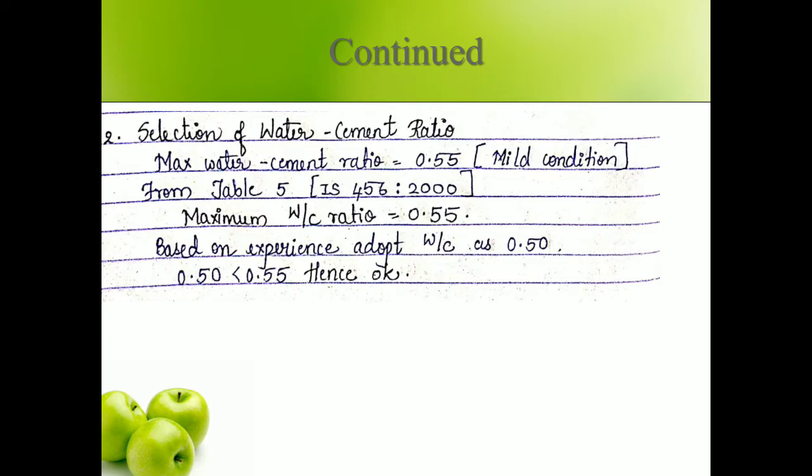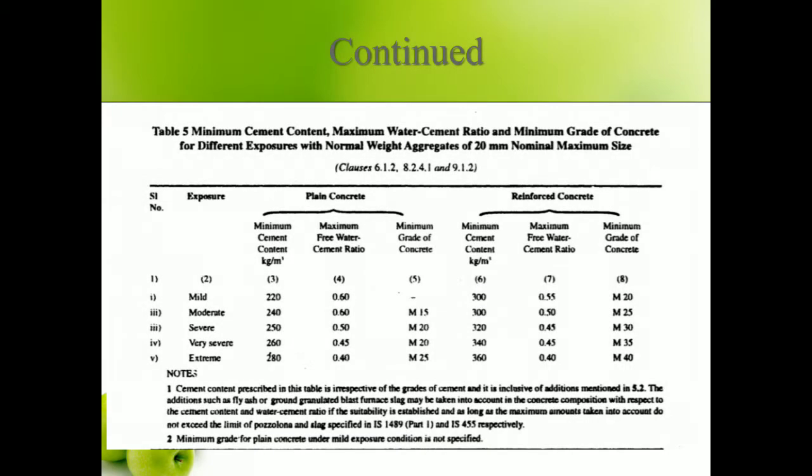So second point is selection of water cement ratio. Maximum water cement ratio according to IS 10262 for the mild condition is 0.55. This 0.55 we get from IS 456, the RCC code book, IS 456 2000, from table number 5. For mild condition you have the exposure condition here.